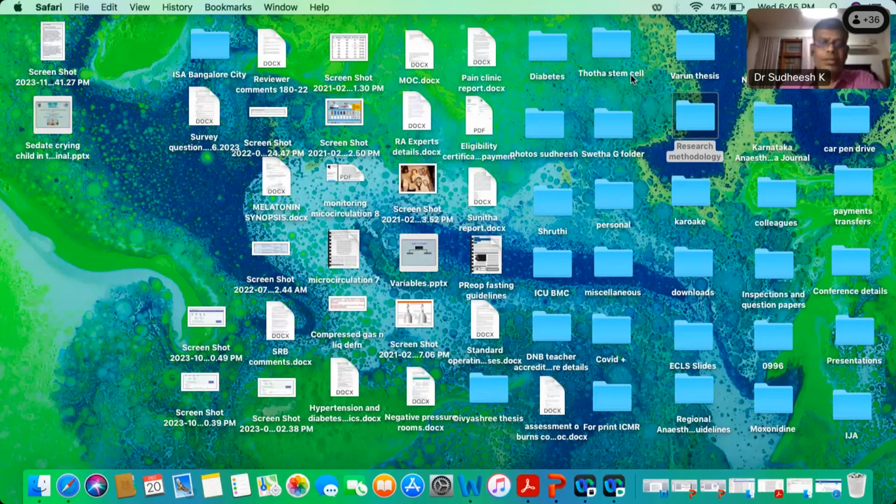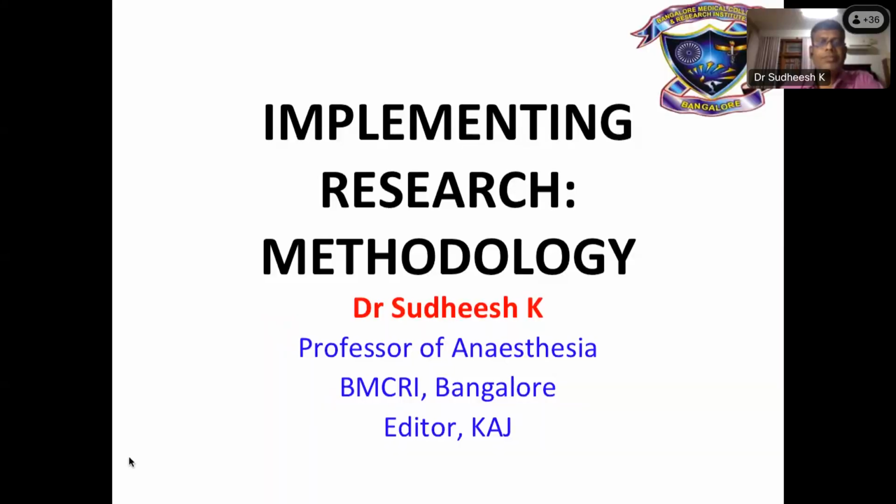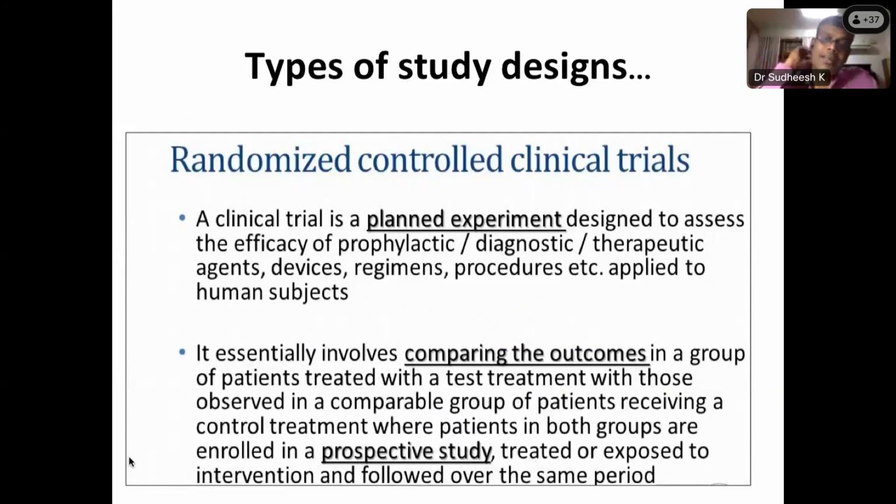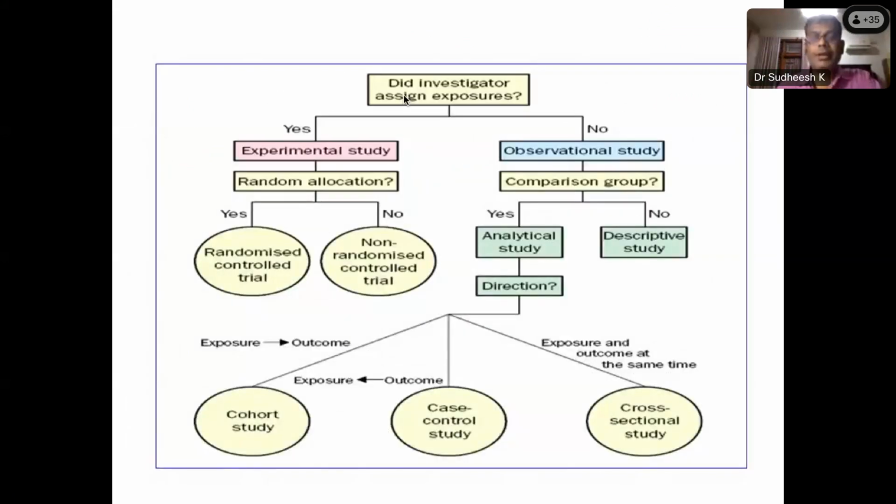So in this, if you just see, the basic principle is most of the time the investigator assigns exposures. If he is assigning the exposure or if he is planning for an intervention, then it becomes an experimental study. If the investigator doesn't intervene or he just follows the patient, then it becomes an observational study. Okay.